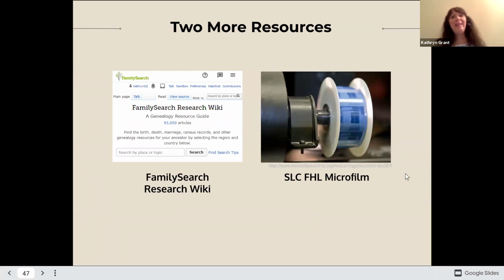And then also microfilm. I know this is the 21st century, but everything has not been digitized yet to my knowledge, and definitely everything hasn't been indexed yet. So there are times that I've only been able to find things on microfilm. Now you're probably aware that Salt Lake no longer loans microfilms out. So my understanding is you can't go to a family history center and request for Salt Lake to send you a film. But you can go to Salt Lake.